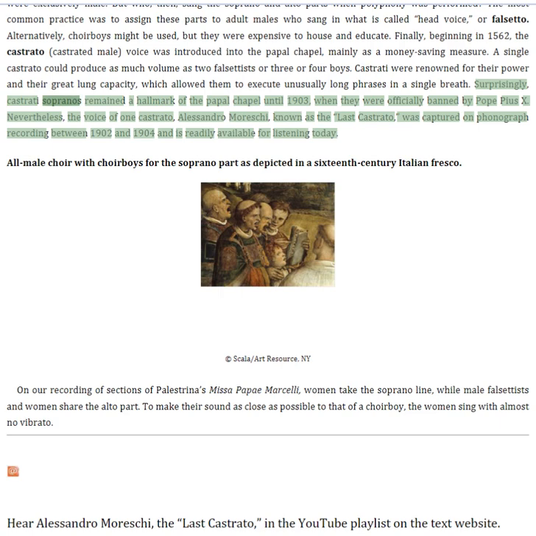Surprisingly, castrati sopranos remained a hallmark of the papal chapel until 1903, when they were officially banned by Pope Pius X. Nevertheless, the voice of one castrato, Alessandro Morisci, known as the last castrato, was captured on phonograph recording between 1902 and 1904 and is readily available for listening today.